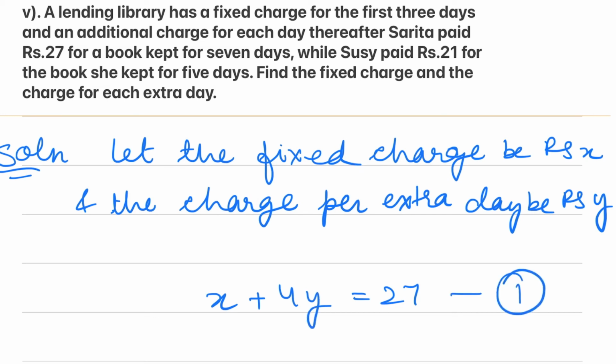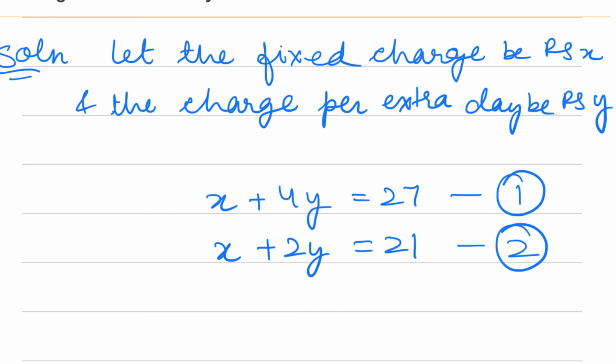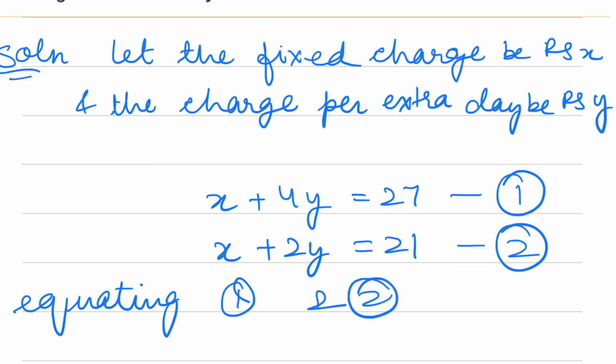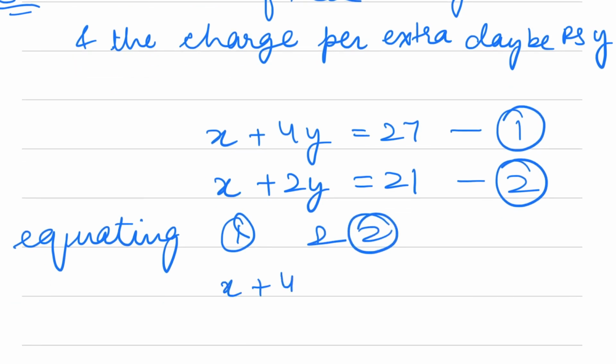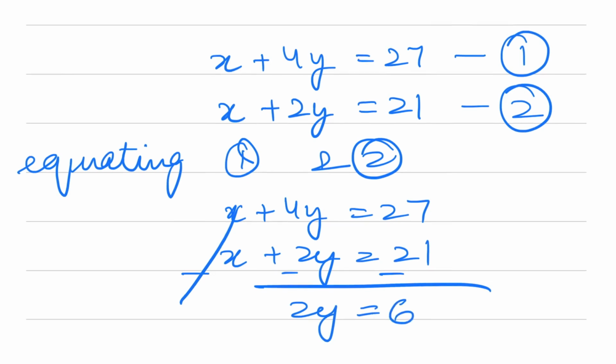First equation. While Susie paid rupees 21. So x will be for fixed charge for 3 days and she kept for 5 days. So x plus 2y is equal to 21. This is the second equation. Right, so let's equating 1 and 2. We have x plus 4y is equal to 27 and x plus 2y is equal to 21. Subtract. So signs will change. This gets cancelled. So 2y is equal to 6.